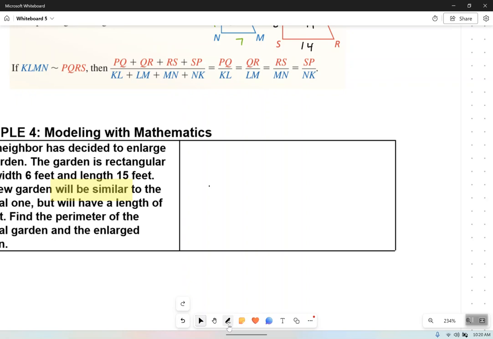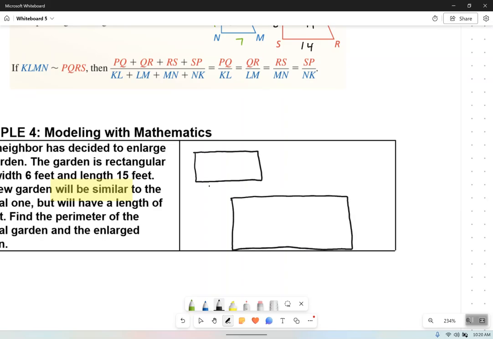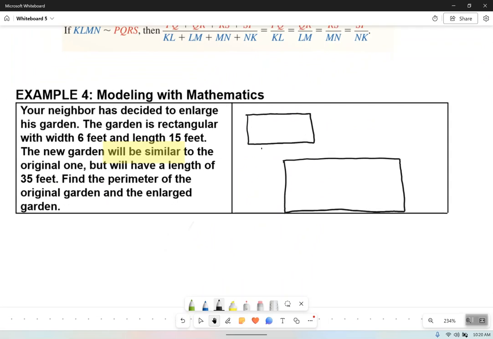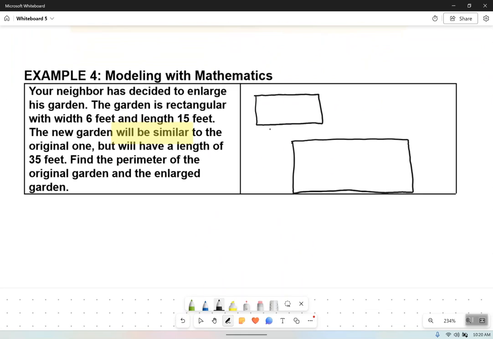Just draw 2 rectangles, one smaller than the other. Make them look kind of good. Doesn't have to be perfect. First thing we know, these 2 rectangles are going to be, what did I highlight over there in the problem, kids? It says the original garden is 6 feet wide and how many feet long? Which would make this right side how long, kids?